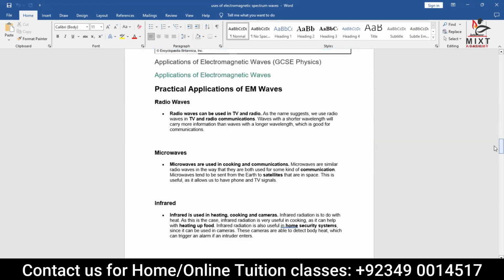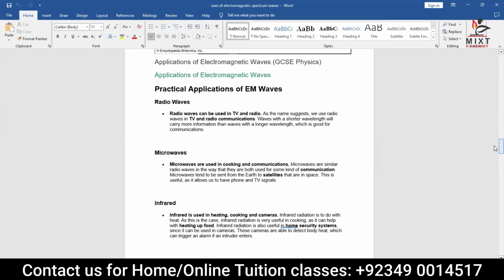Now, applications. Once again, a quick view. Radio waves can be used in TV and radio, as the name suggests. We use radio waves in TV and in radio communication. Waves with shorter wavelength will carry more information than waves with a longer wavelength. So it means that these wavelengths are not carrying much information. That is the reason we use this one.